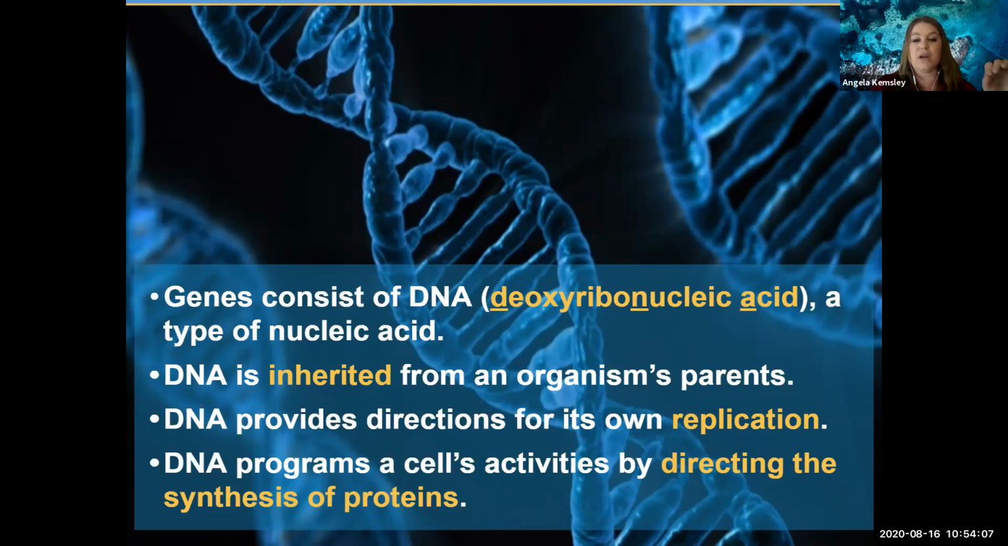DNA provides directions for its own replication. DNA has instructions on how to make more DNA. And DNA programs a cell's activities. It tells a cell what to do. You're going to be a liver cell, you're going to be a tongue cell, you're going to be an eye cell, by directing the synthesis of proteins. So DNA basically tells the cell which proteins to make. DNA is the set of instructions for how to build everything in your body.